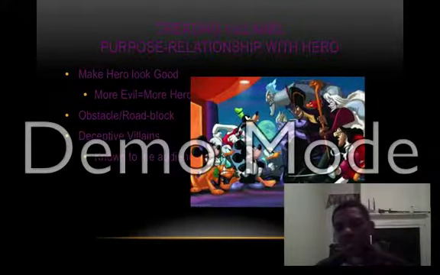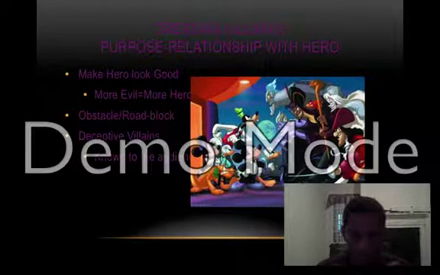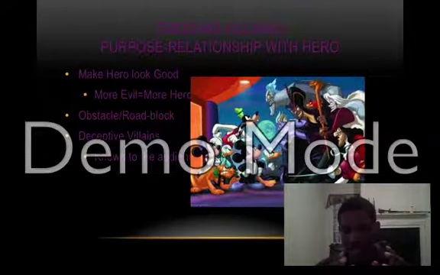The villain's relationship with the hero is the fact that he is there to make your hero look good. The more the hero struggles and toils to overcome the villain's obstacles, the better the hero comes out looking. Villains are roadblocks, essentially. And deceptive villains are great because we know the truth, but the hero doesn't.